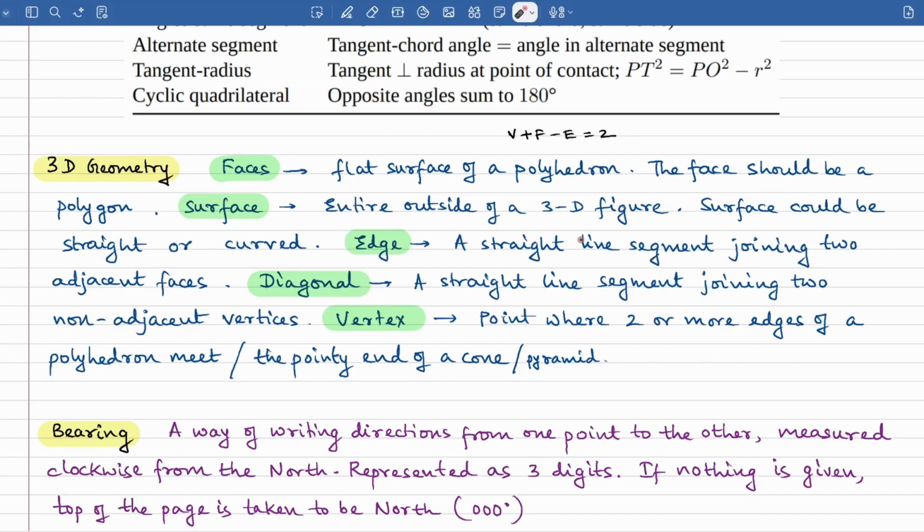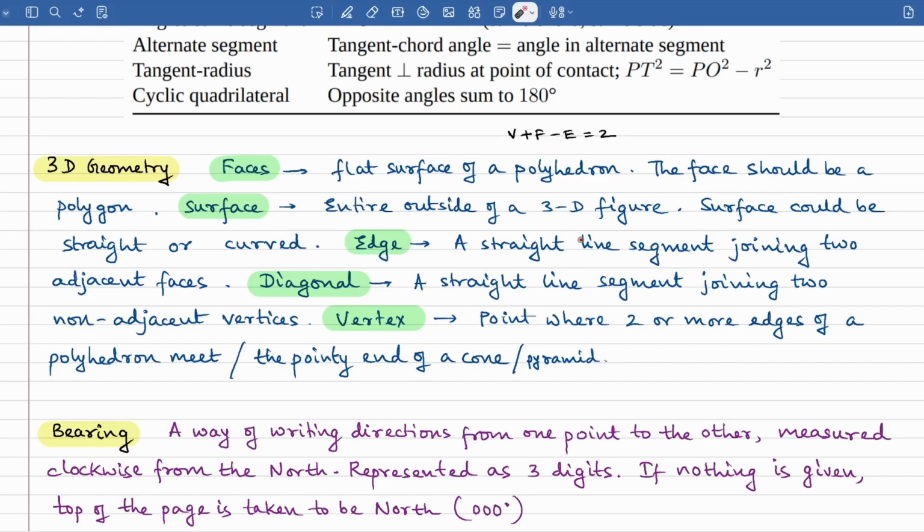Now we have to study the most important concept in this chapter, which is bearings. Now bearings is weird because it goes against the conventional measurement system that we have learned. So bearing is basically a way of writing directions from one point to the other. Okay, but you measure it from the north line clockwise. Earlier it used to be measured from the pole star Venus. Nowadays we use the magnetic north as reference.